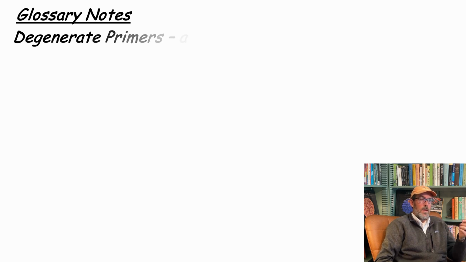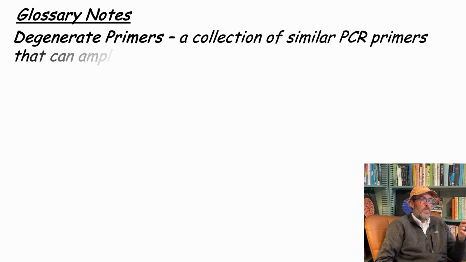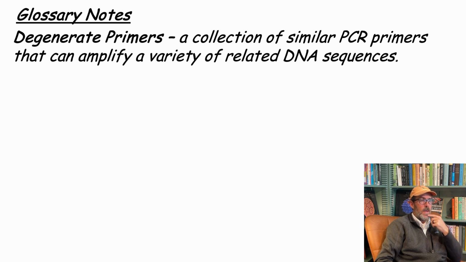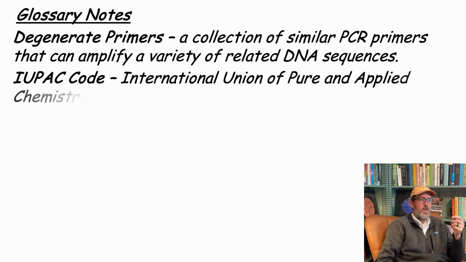Glossary notes here: a degenerate primer is a collection of similar PCR primers that can amplify a variety of related DNA sequences. The IUPAC code is the International Union of Pure and Applied Chemistry, and it's just a nomenclature for DNA identity, I guess you could say, or composition.